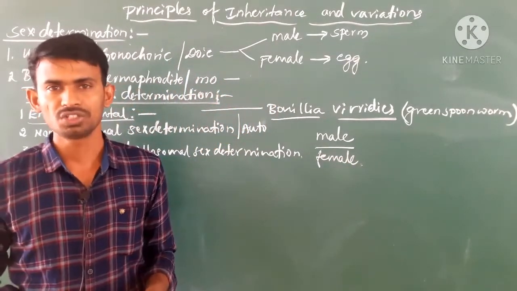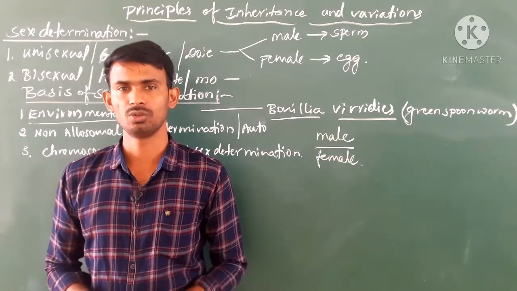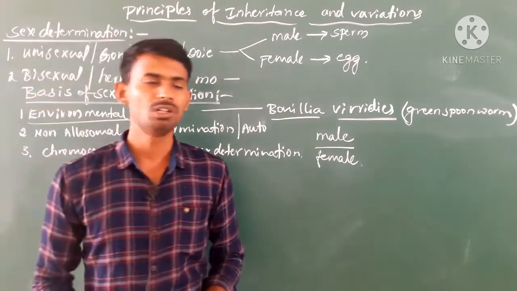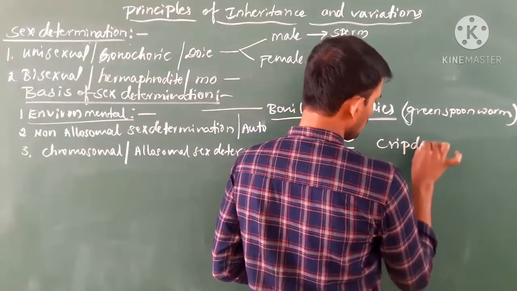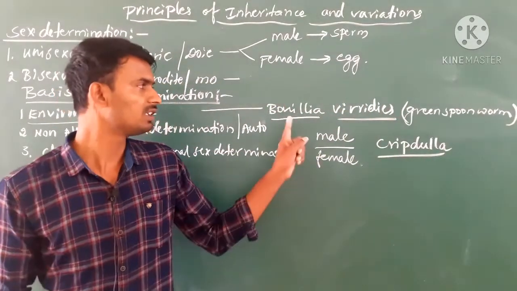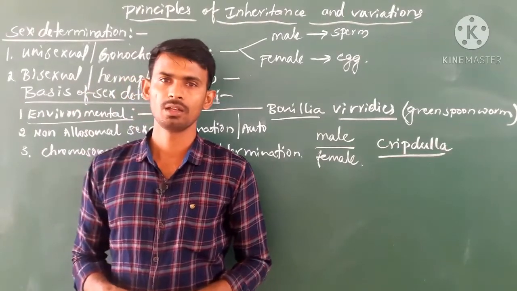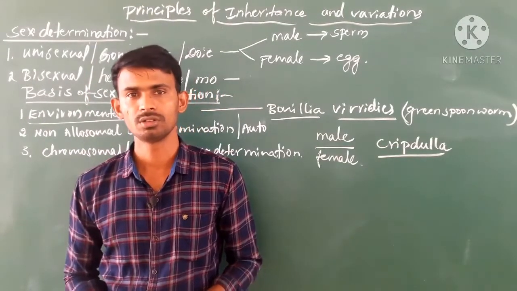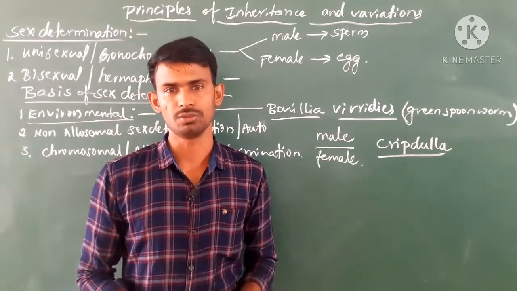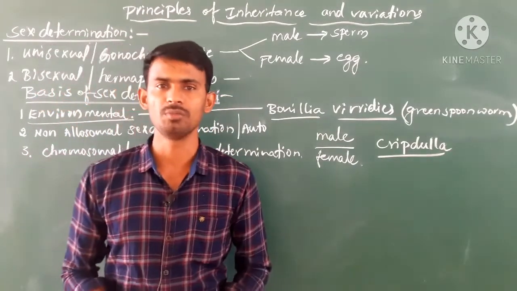These Bonellia act as parasitic organisms, commonly present in the uterus of a female. In the marine molluscan organism Crepidula, it is reported to be similar to that of Bonellia viridis. If you observe crocodiles and agamas, the temperature induces the sex of the individual. The high temperature induces maleness, and the low temperature induces femaleness.